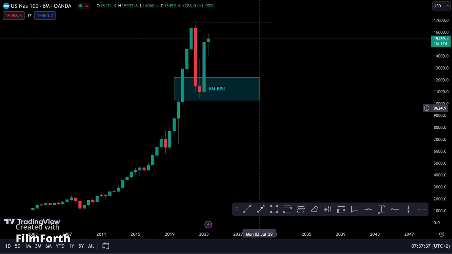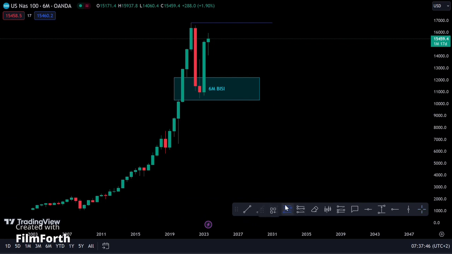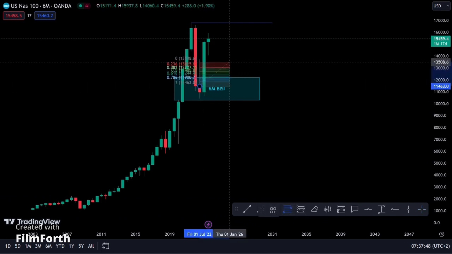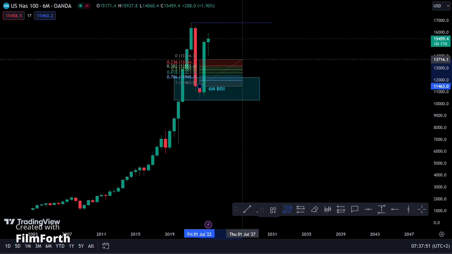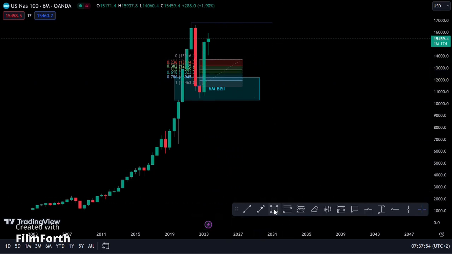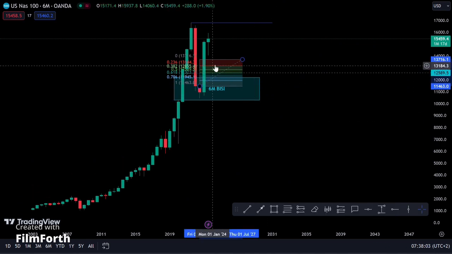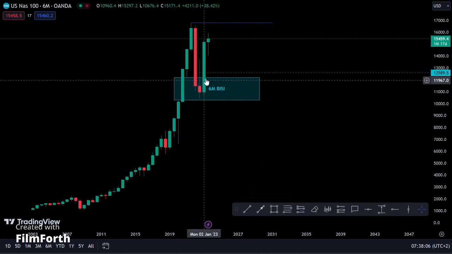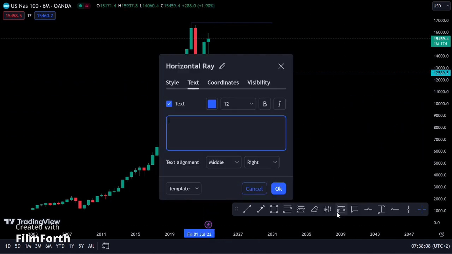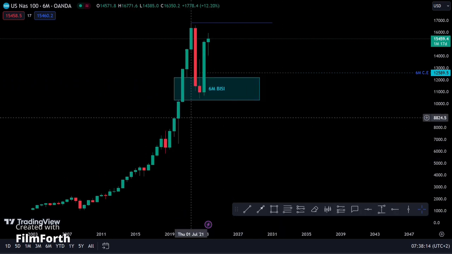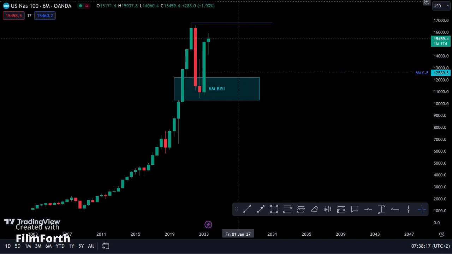And in this area, the 50% of this candle right here, where is our Fibonacci retracement? Yes. The consequent encroachment of this area is the 50% mark. It's a really important area when we are trading, because these are the type of areas markets bounce off. Let's write right there, 6-month CE. Okay, we have our high there.